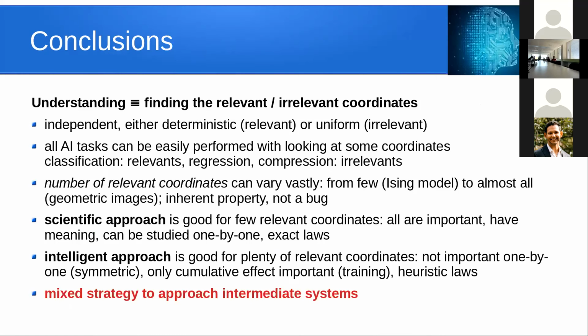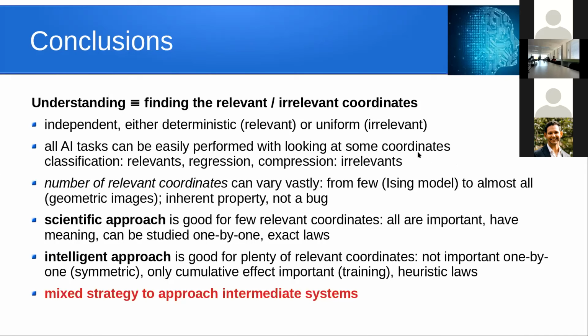I hope that the main message could be transferred. My conclusion is that understanding is nothing else than finding the relevant and irrelevant coordinates. It is, of course, a very, very hard task, but this is exactly what human thinking and also artificial intelligence does. They must be independent and either deterministic or uniform. And if we know this system, then we have revealed the common features of a set or a set of sets, and then all artificial intelligence tasks can be easily performed.